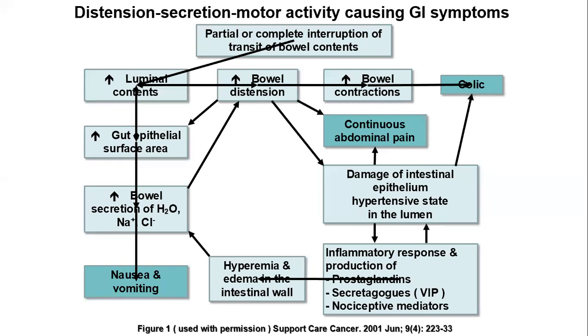Because of this, there is an inflammatory response to it, which will lead to an increase in the inflammatory secretions. So basically your prostaglandins, secretagogues, and nociceptive mediators would increase. Again, this leads to hyperemia and edema of the gut wall, which would lead to increased secretions of water and electrolytes. So it basically goes round and round in circles, and it all leads to your colicky abdominal pain, your continuous abdominal pain, your nausea, vomiting.